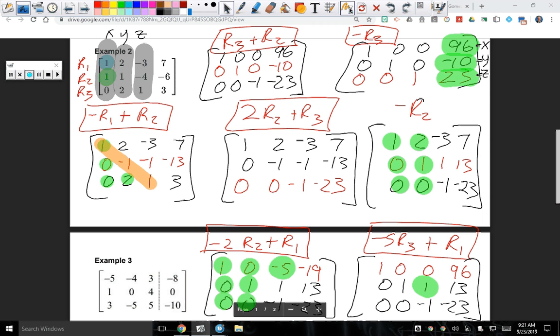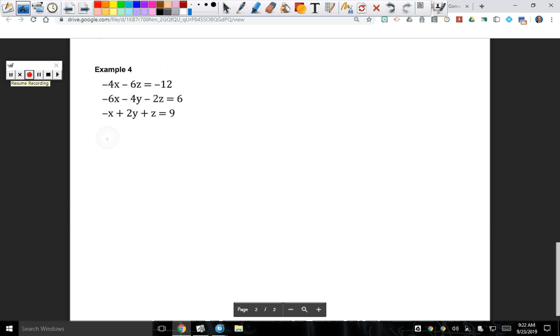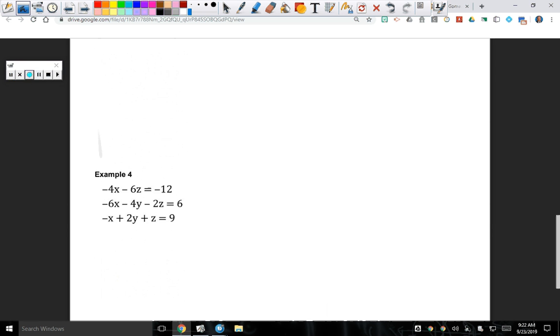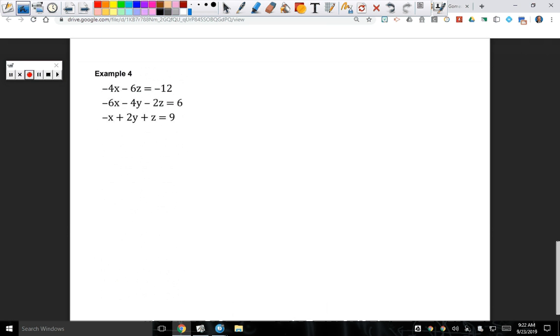So now let's go back. All right, guys, so example 4 and example 3 we're going to do in groups in just a bit without a calculator. So we're going to grade the work. But example 4, you tell me, how do I build this matrix? What would I write for the first row? Negative 4, 0, negative 6, negative 12. All you do is line them up. So you get negative 6, negative 4, negative 2, and 6.